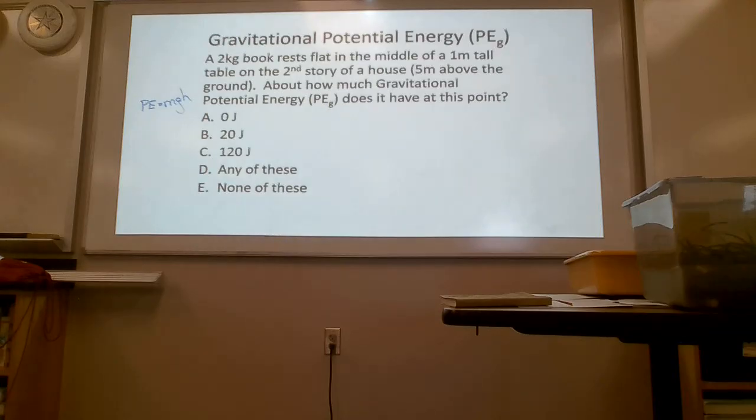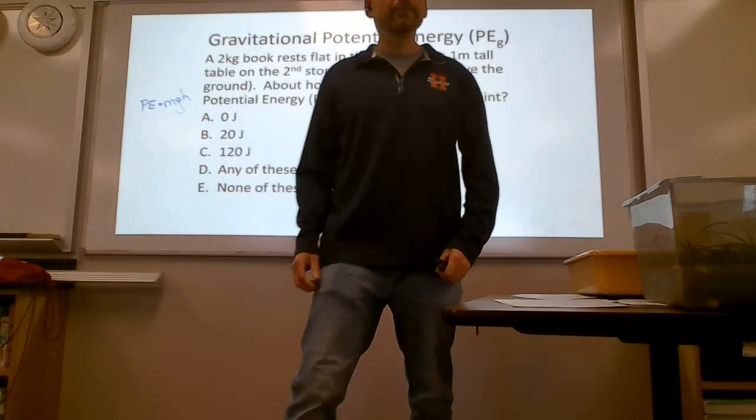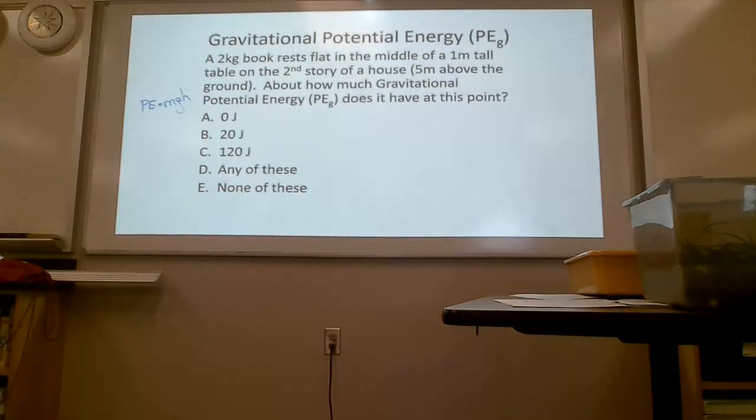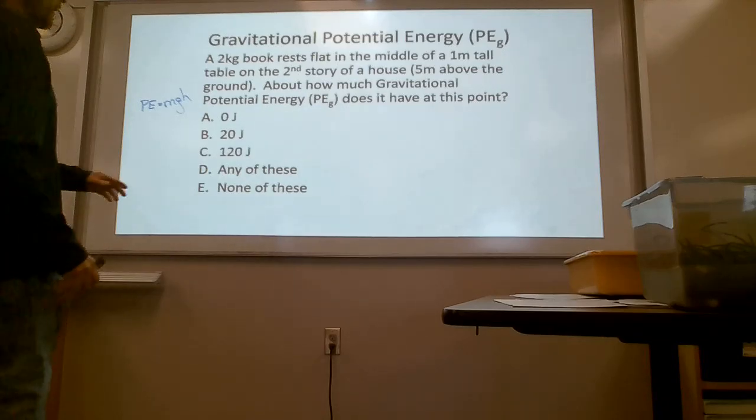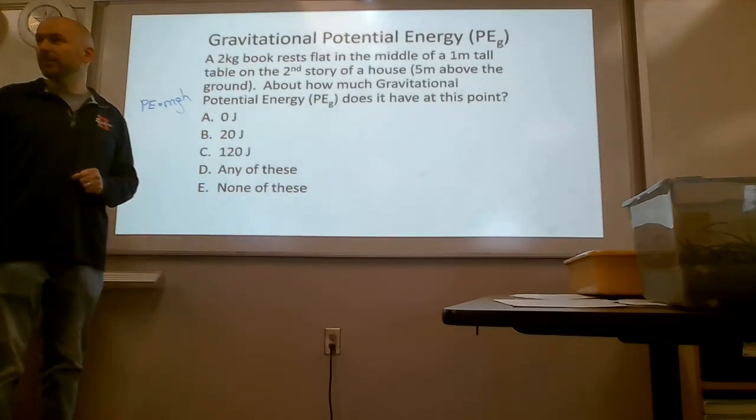If this book in the story problem falls off the table and lands on the floor, the lowest point I care about is the floor. So I'm going to make this the floor, ground zero, and therefore it's going to have a height of 1 meter and it'll have 20 joules of potential energy.